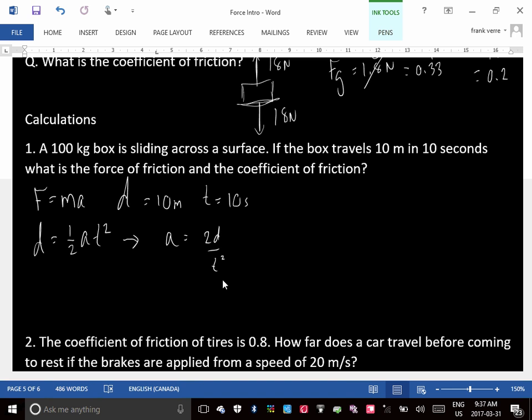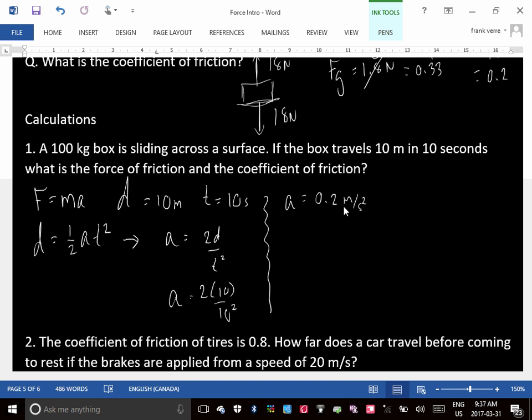What would you get for A in this case? So A would be what? 2 times 10 over 10 squared. Let's finish it over here. A would be what? 0.2 meters per second squared. Now, what is that acceleration due to? What is that? That's the acceleration due to what? But what's stopping it? Friction.